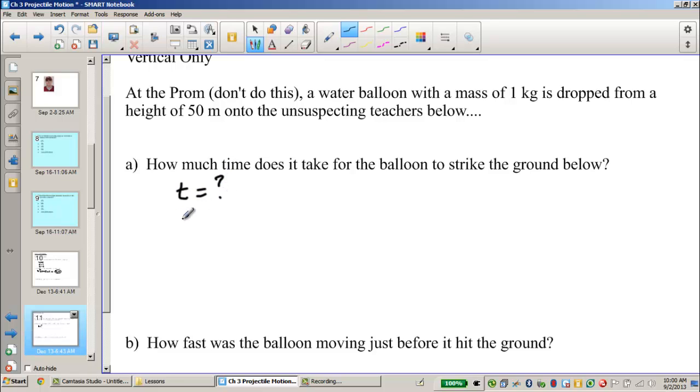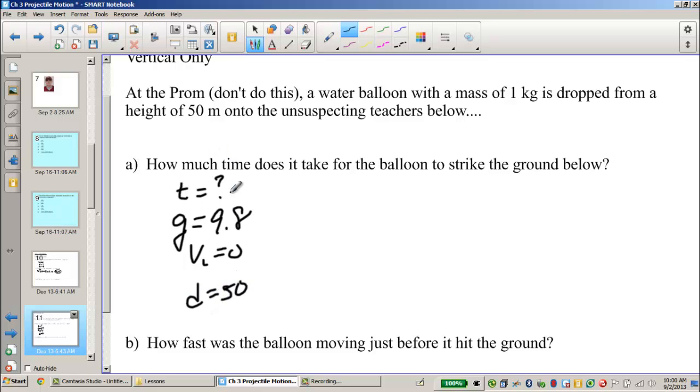And again, because this is a Y component, and we're going to do this as a drop problem, we're going to say that G equals positive 9.8. It's going to start from rest. It's dropped, so that's implied. Again, the mass doesn't matter. The interesting thing about kinematic equations is that mass is not in the equation, which is good. And it falls a distance of 50 meters.